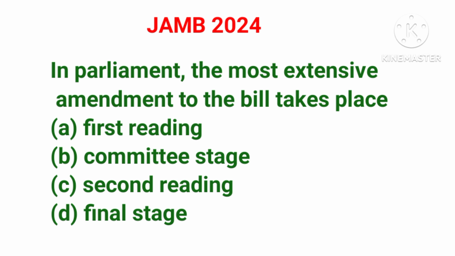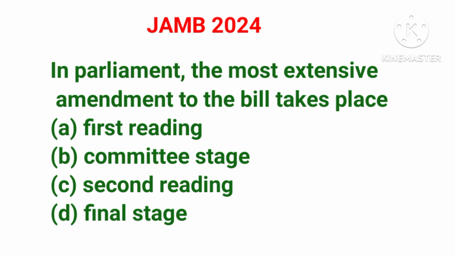So the second reading is all about debating on the bill, checking the merits of the bill, and not really making amendments on the bill. We are asked about the stage that brings extensive amendment to the bill, and that is option B, committee stage.